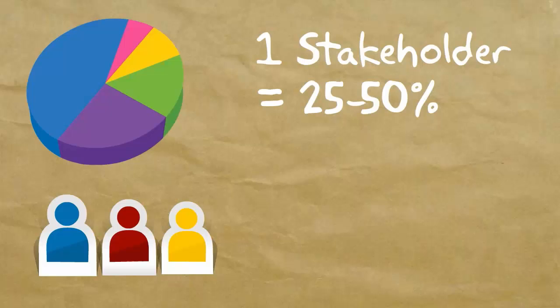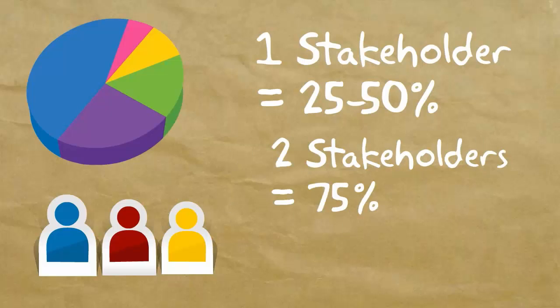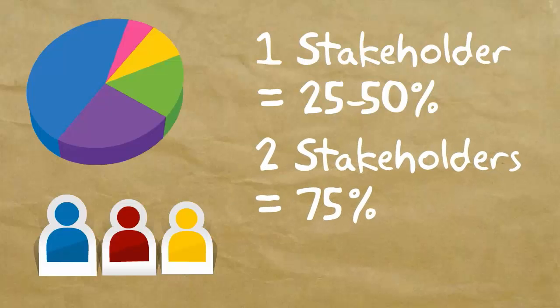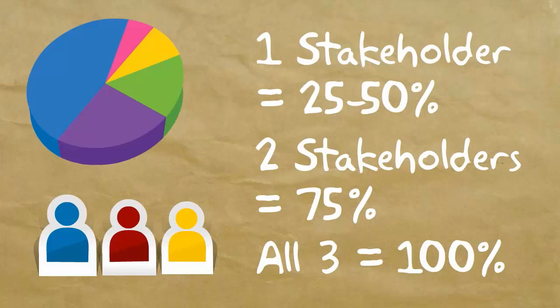Now, if you covered off two of the three stakeholders, then think about the fact that your chance of closing that deal goes up to about 75%. Now, if you covered off all three stakeholders, then your chance of success and likelihood of closing that deal goes up to almost 100%. Now, let's be clear here.